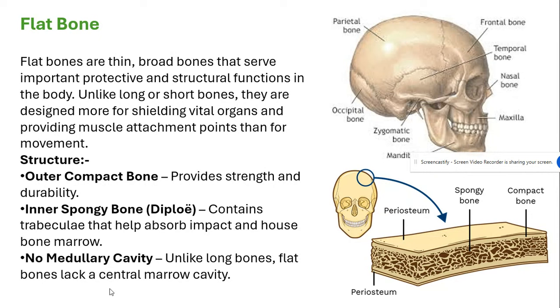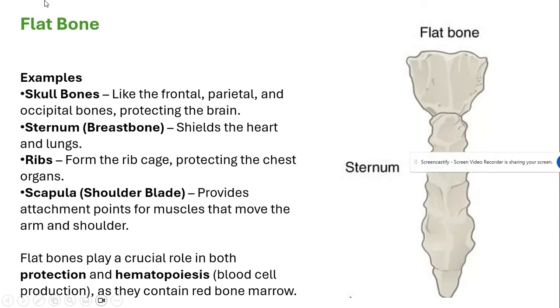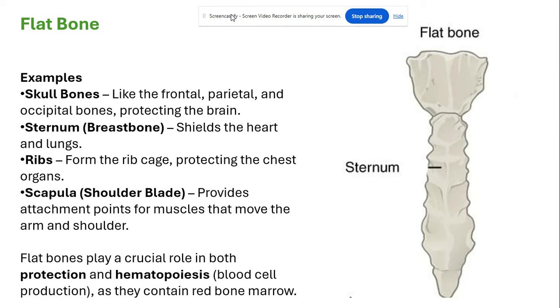Scapula is also a flat bone. You will not find any cavity in the scapula, okay? Flat bones, skull bones like the frontal, parietal, and occipital bones protect the brain. Sternum is more like a breastbone, shields the heart and the lungs, right? As you can see, these are all vital organs. When you're trying to protect something so vital, it is essential to have that as the main function, okay? There's no point in having a medullary cavity inside when you're actually trying to protect a vital organ, right?